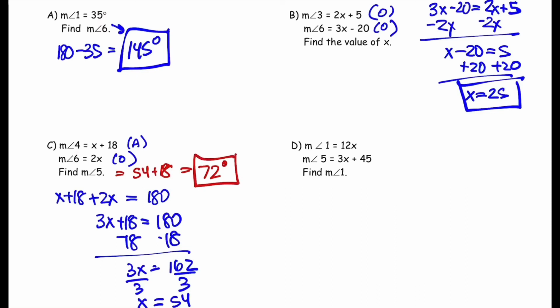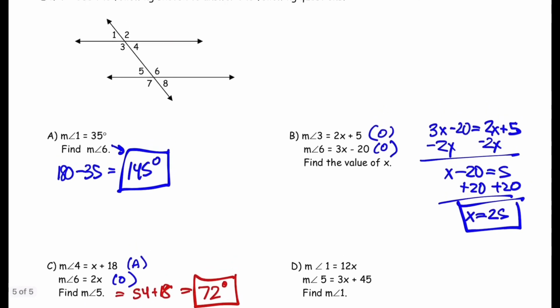Okay, finally, we made it. Last one. Measure of angle 1 is here. That's acute. And measure of angle 5 is here. That's also acute. Find the measure of angle 1. All right, so my equation, they're both acute. They're going to be equal.